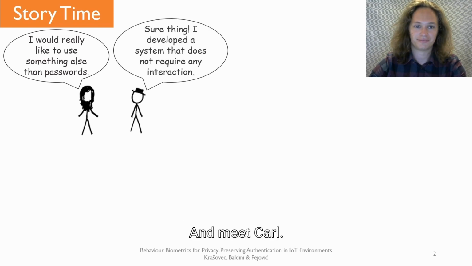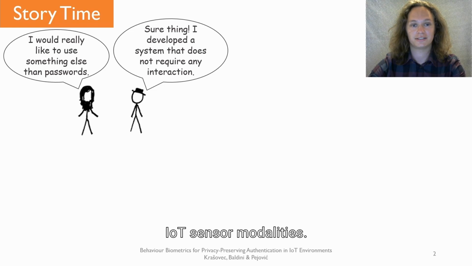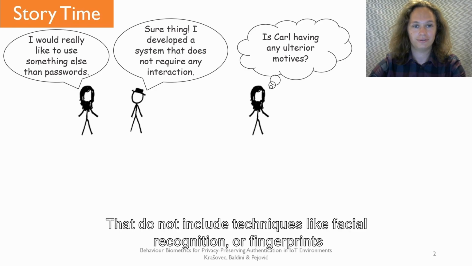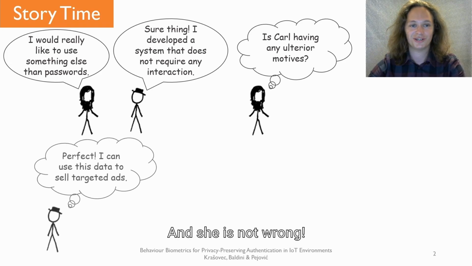And meet Carl. He has just the thing for Alice: a behavior-based authentication system supported by a variety of IoT sensor modalities. Alice likes the idea of utilizing less invasive biometric modalities that do not include techniques like facial recognition or fingerprints. However, she is still worried that Carl may abuse the collected data in some way. And she is not wrong.